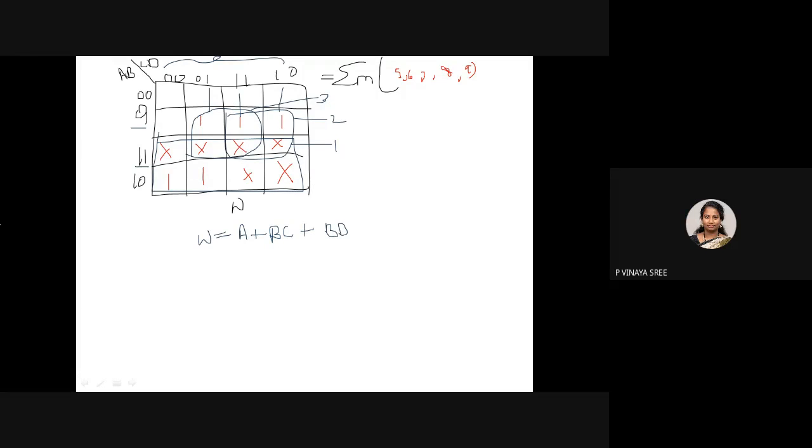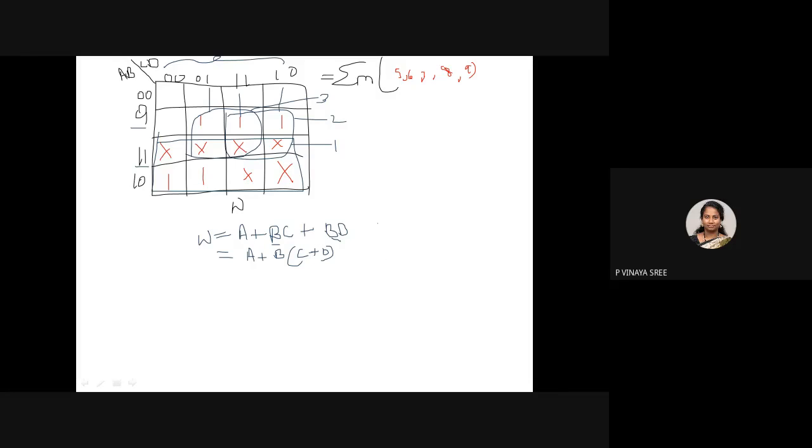So you can even write this as A plus BC plus BD. Can I write this? Yes. Taking B as common, I write C plus D: A plus B(C plus D). So this is the expression for W. Note it down in your notes.